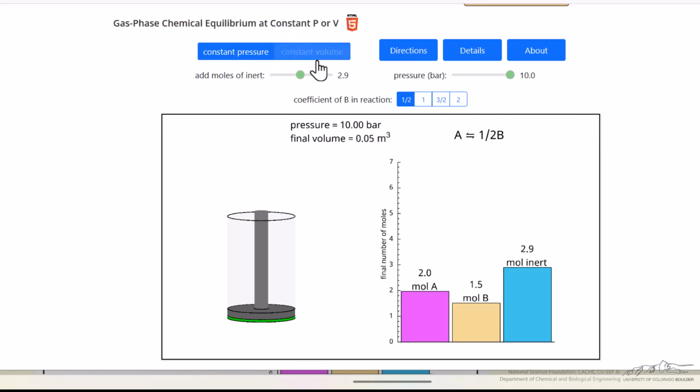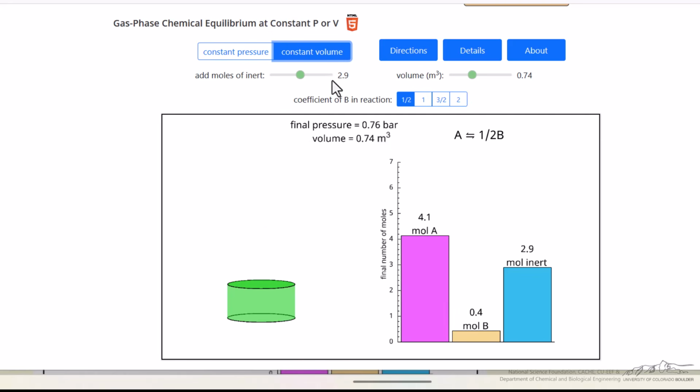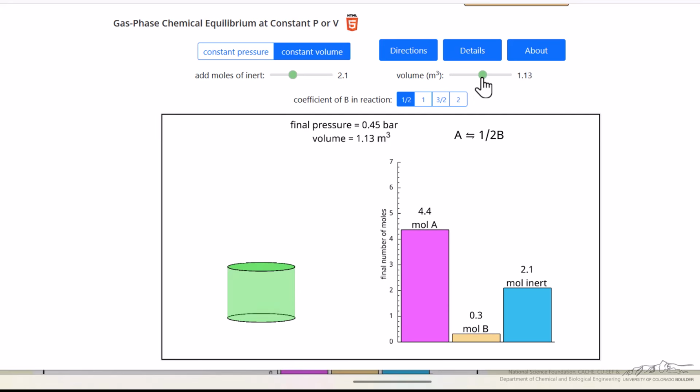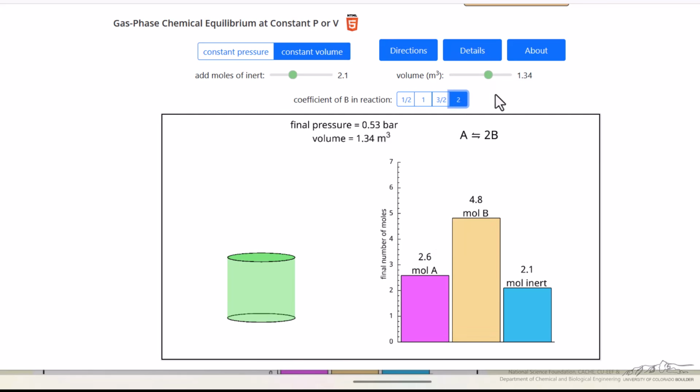We can also look at constant volume system. And now you'll notice if we add inert, it makes no difference because we're not changing the partial pressures. If we increase the volume, then we're shifting towards A. Whereas if we look at reaction A goes to 2B and we increase the volume, we shift towards B, all based on Le Chatelier's principle.